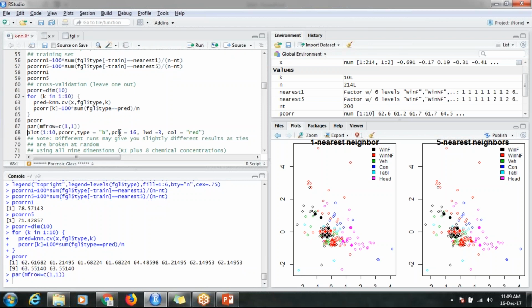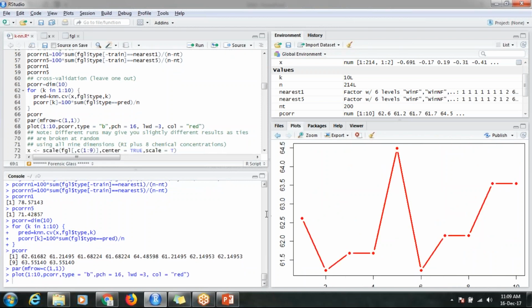Similarly, if I try to plot it, it looks like this. The range of the scale is not quite high. It varies from 61 to 65. So this is how it looks. For the value of 5, I have the highest accuracy, and then it almost stabilizes or remains the same.